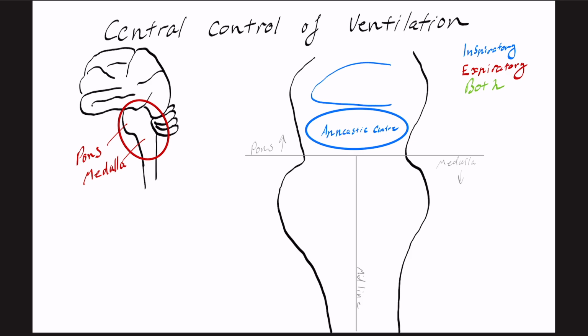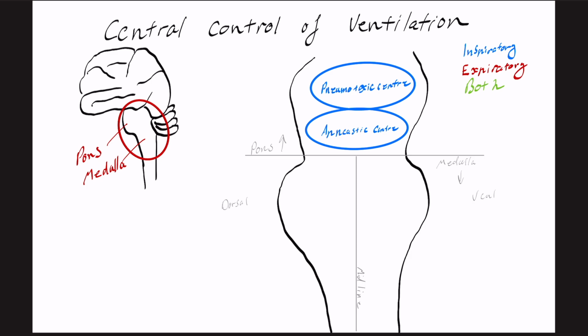Now just above the apneustic center is the pneumotaxic center, and this is a center that's associated with inhibition of the respiratory ramping activity of the dorsal respiratory group, and this overall reduces the tidal volume and increases the respiratory rate.